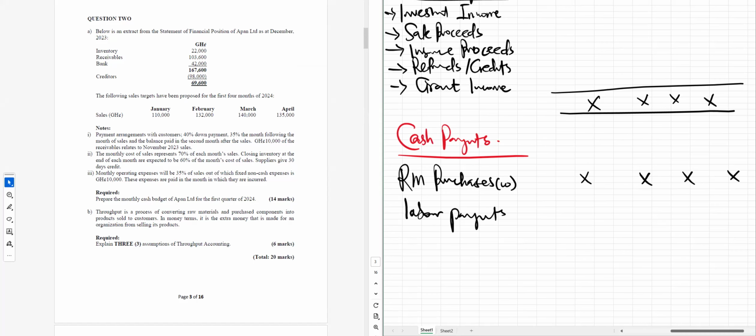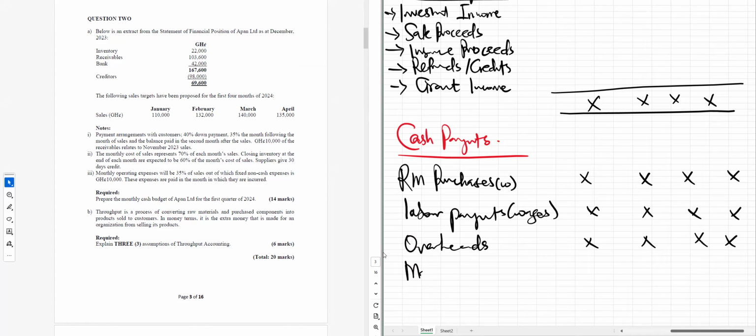So if you pay labor wages, sometimes they will give you rules pertaining to the wages. So overheads, right? All these are payments. Machines, capital expenditure. So here, whether you buy new assets or you pay taxes, all those things are expenditure, right? Taxes paid, donations, any payment, so far as it's cash, right?